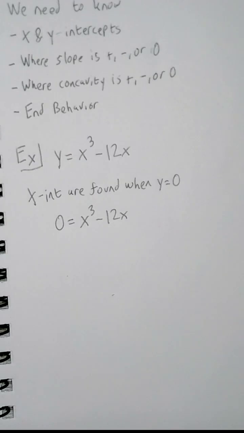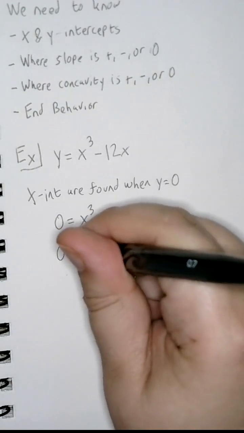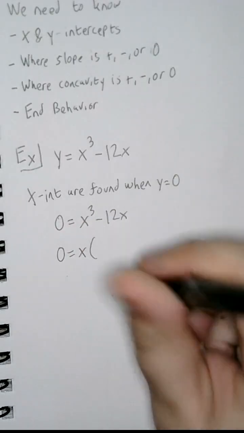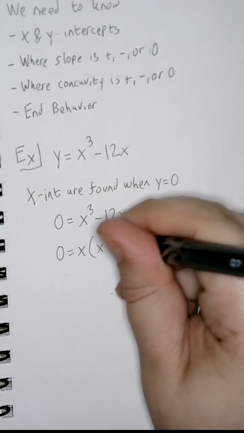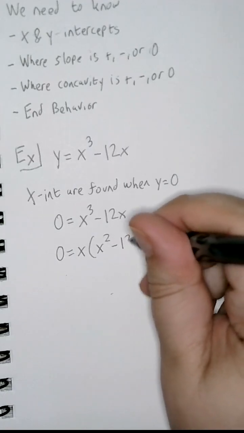What should we do first here? Yeah, Mukhtar, that's exactly right. I can factor out an x here, and I can factor out an x here. So I have 0 is equal to x times x cubed divided by x, which is x squared, and negative 12x divided by x gives me minus 12.